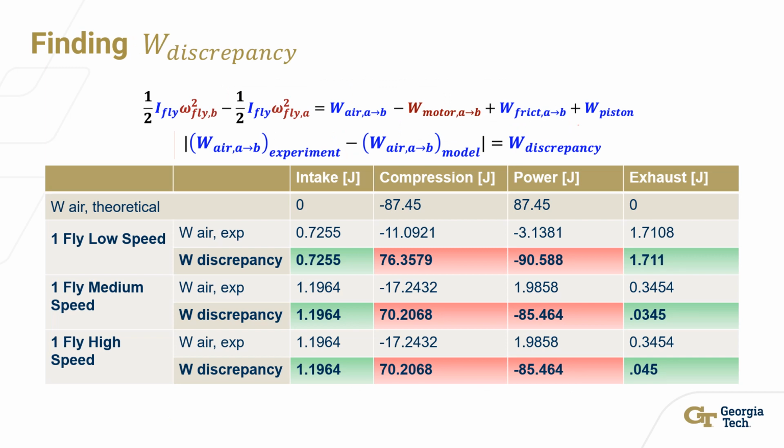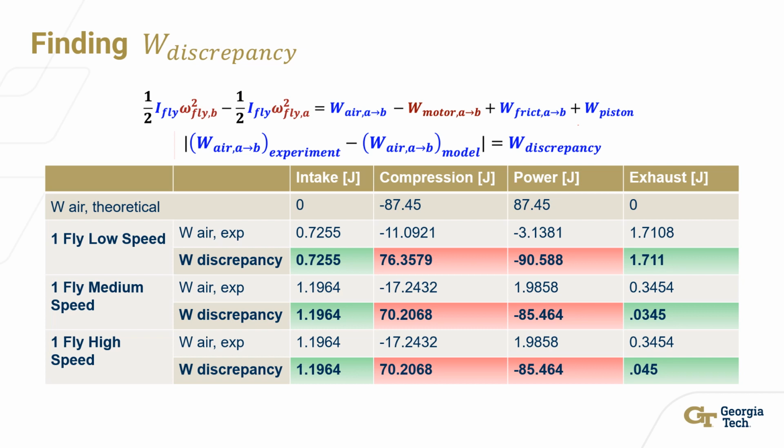With work friction and I-fly calculated from before, and the experimental angular velocity and work motor values, work error can be calculated at each stroke using the overarching equation. Then, using the theoretical work values, work discrepancy can be found. As shown in the table, work discrepancy is relatively low for intake and exhaust. However, for compression and power, the discrepancy is very high, ranging from 76 to negative 90 joules.